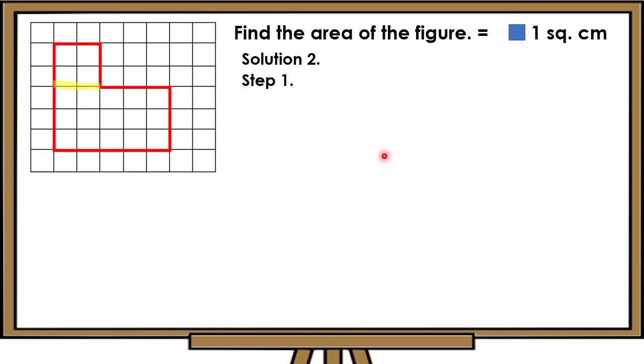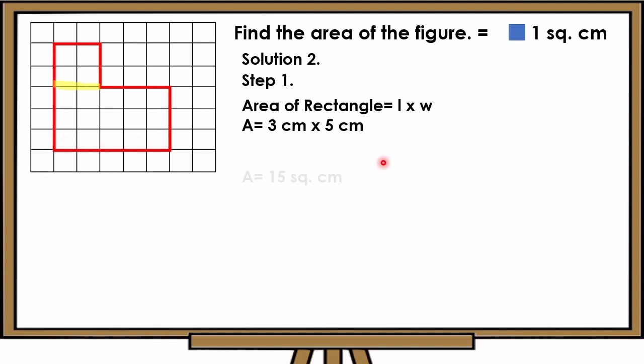Now, let us solve. Step 1, let us get the area of this rectangle. So, the formula is length times width. Area is equals to 3 centimeters. Let us count. 1, 2, 3. Times 5 centimeters. Let us count. 1, 2, 3, 4, 5. So, 3 times 5 is equals to 15 squared centimeters.